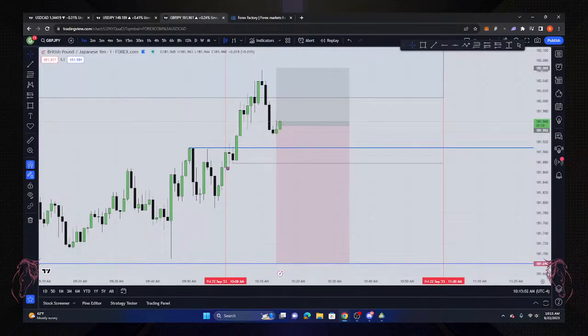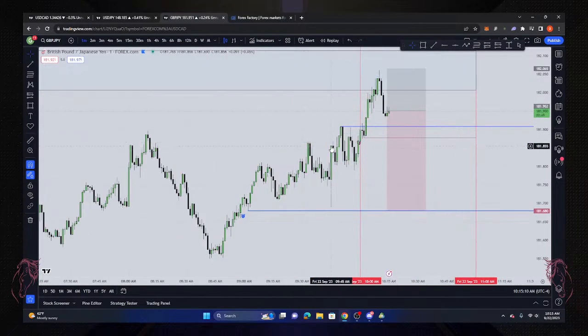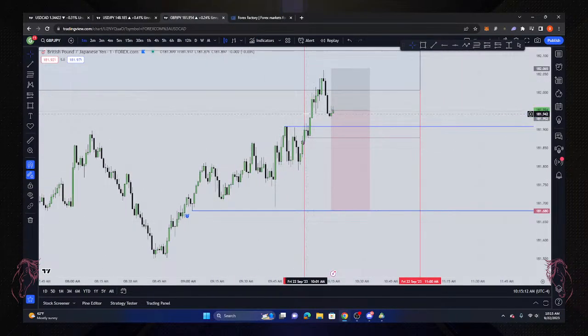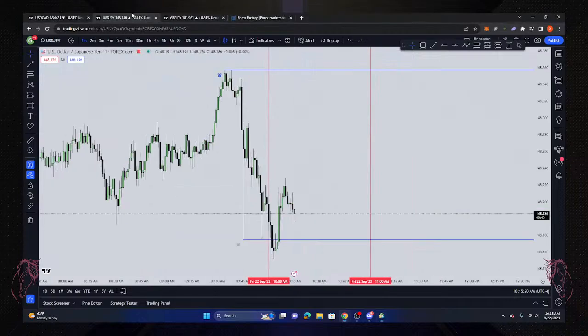So it's going up even more. I will probably scale some of my trade in here because it did sweep this liquidity after it rejected this 15-minute FVG. So we just want to wait and see what it wants to do.